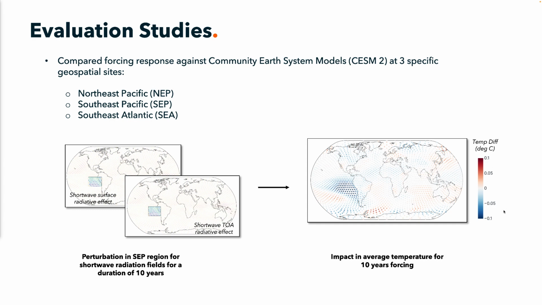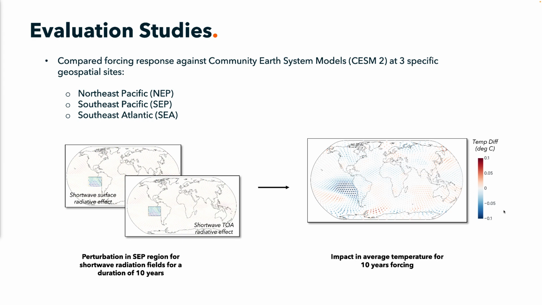We have performed different sets of evaluation studies to compare the prediction results produced by our hybrid AI models. Mainly, we have compared the forcing responses against CESM2 runs on 3 specific geospatial sites that the scientists have particularly studied before. These are the Northeast Pacific region, Southeast Pacific region, and the Southeast Atlantic region.